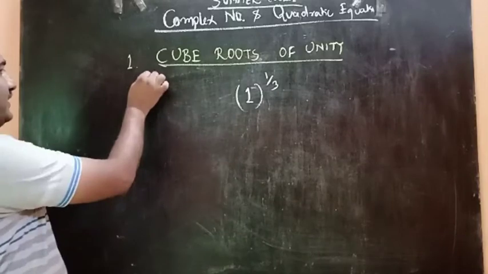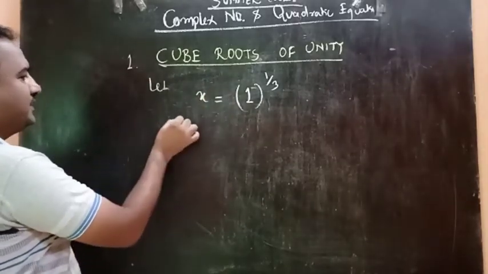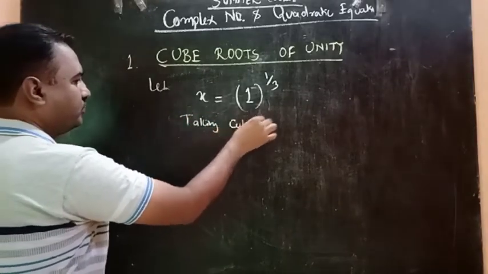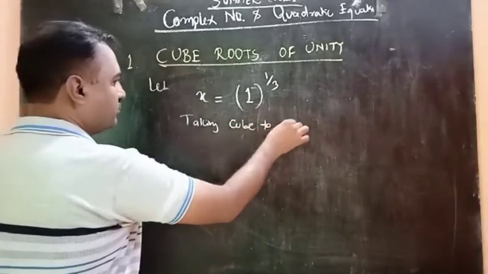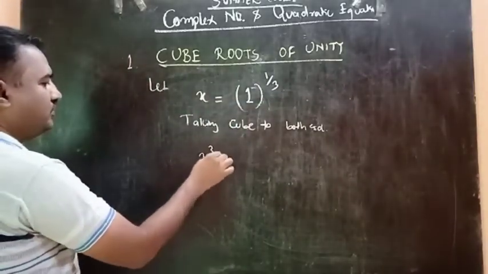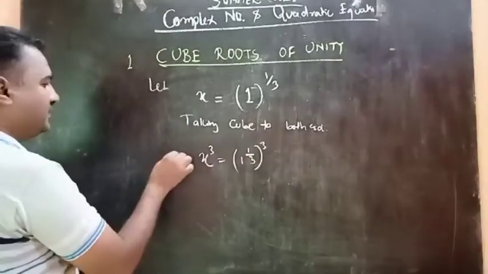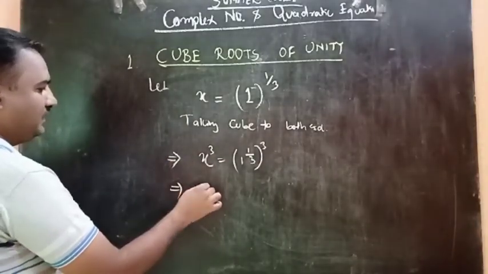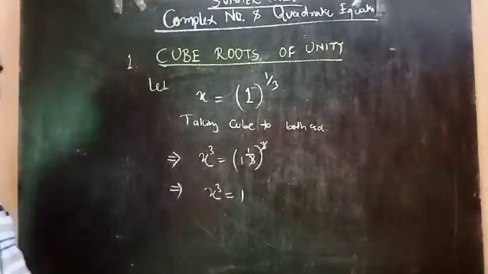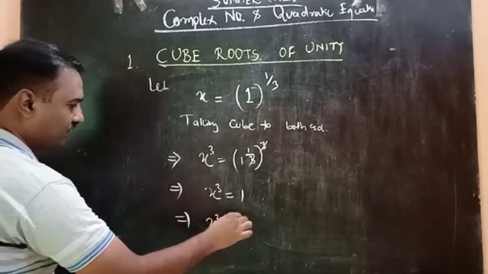So let x is equal to this much. Taking cube to both sides, x cube is equal to (1 to the power 1/3) whole cube. This implies x cube is equal to 1, the 3 and 3 cancelling out. Now this is the next thing. So x cube minus 1 is equal to 0.